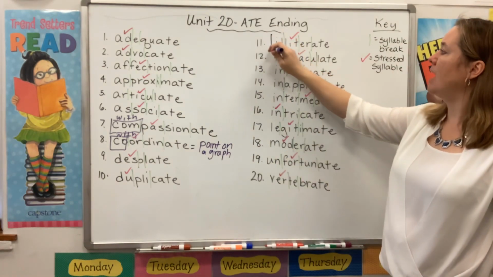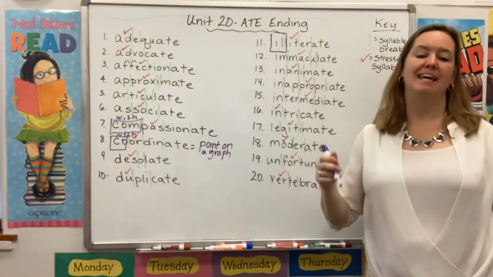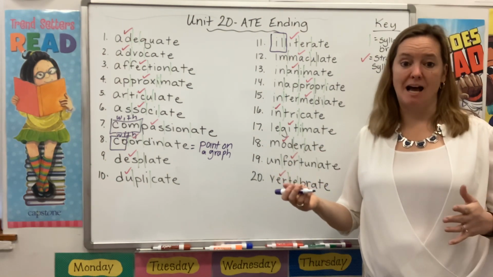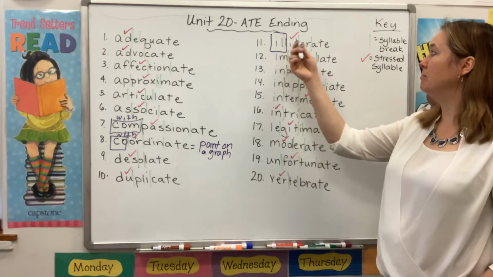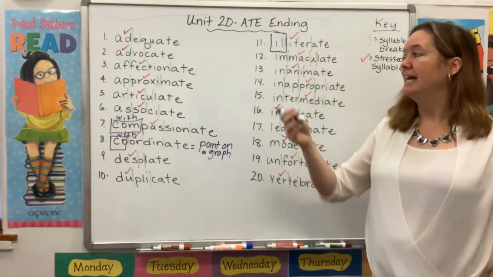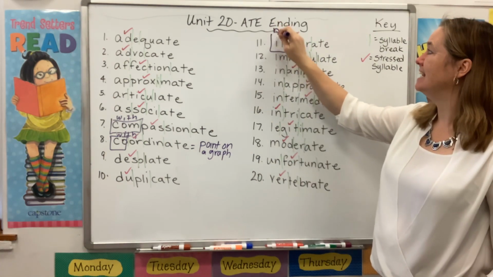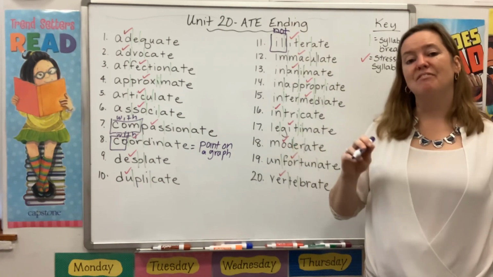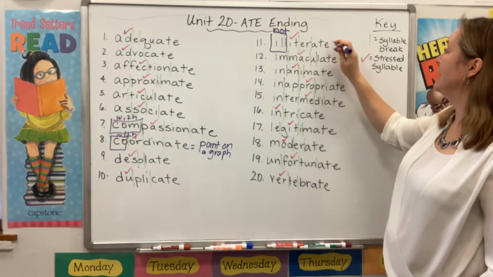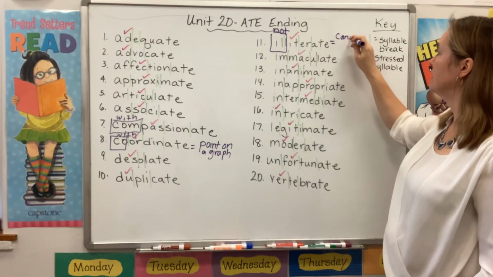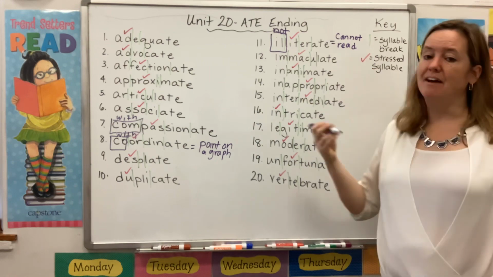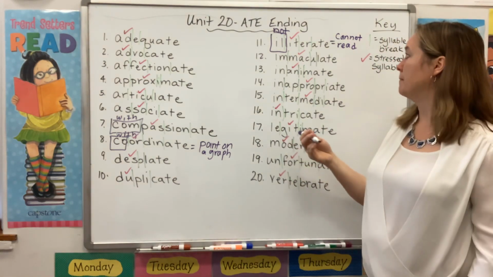Then we have a lot of ways to say not. In means not, or it can mean not, but it assimilates. So if we put it in front of the word literate, it changes to ill. So if somebody's literate, they can read. If they're illiterate, they cannot read, right? Some people are illiterate because they never had a chance to go to school.